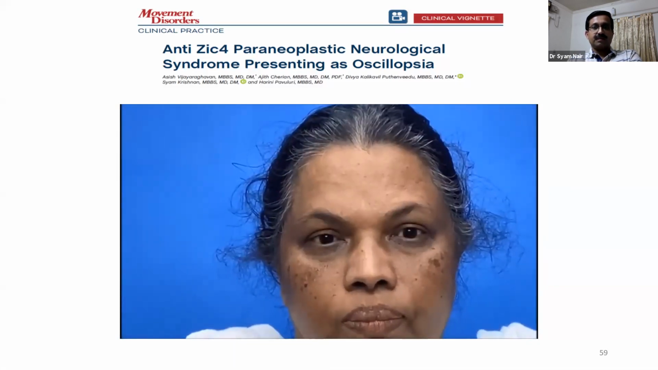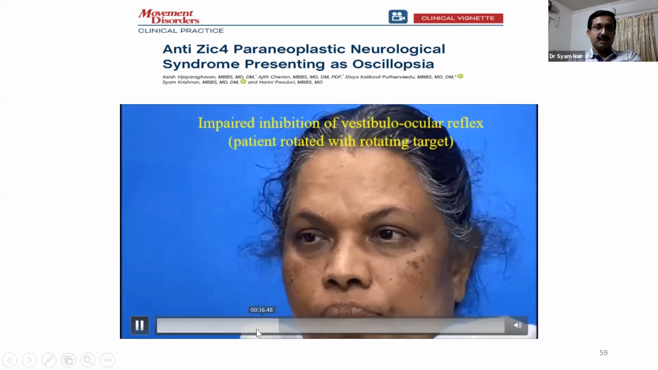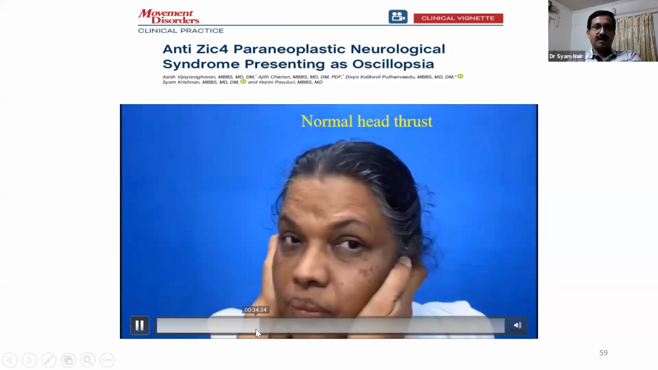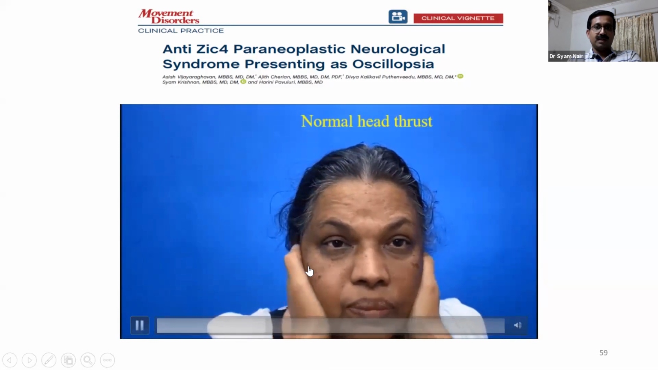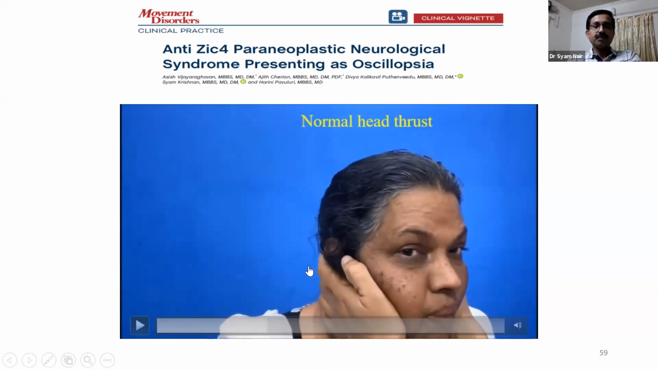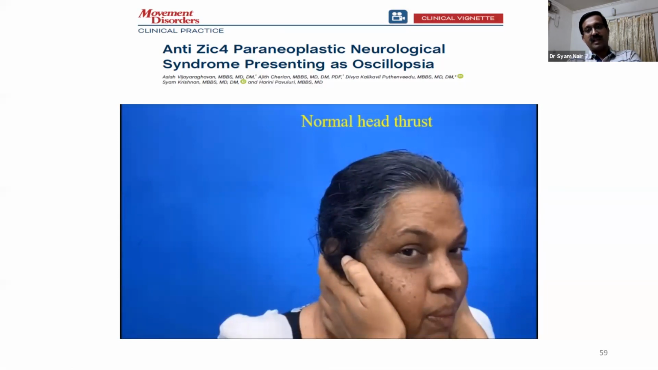So this is how you look for head thrust. You can make a passive movement. See, once again, head thrust is normal. How you do head thrust is you ask the patient to fix the gaze on an object, the gaze on your finger. You show the finger, ask the patient to fix the gaze on the finger, and then suddenly make a passive jerky movement of the head.